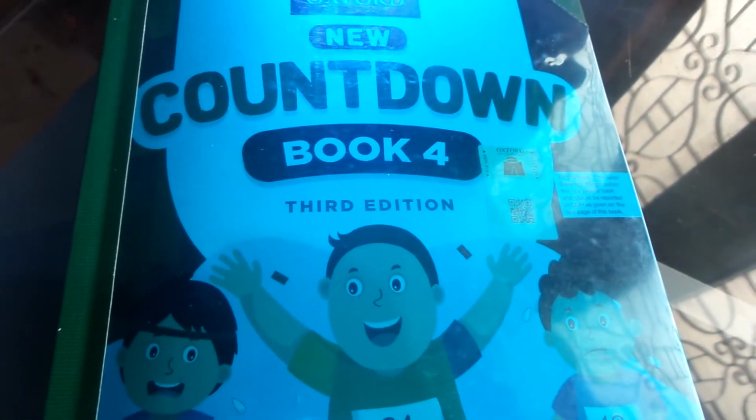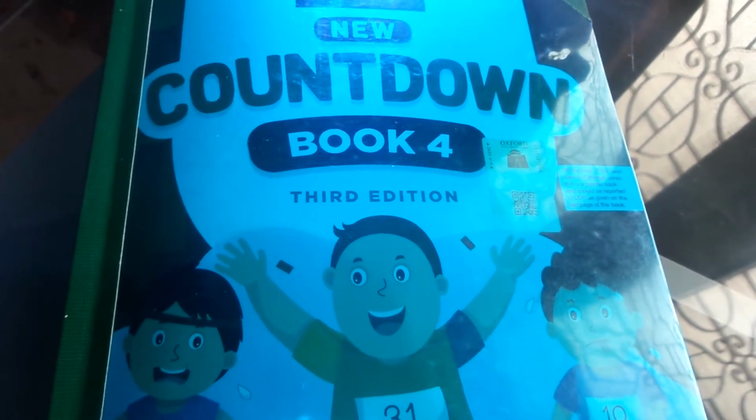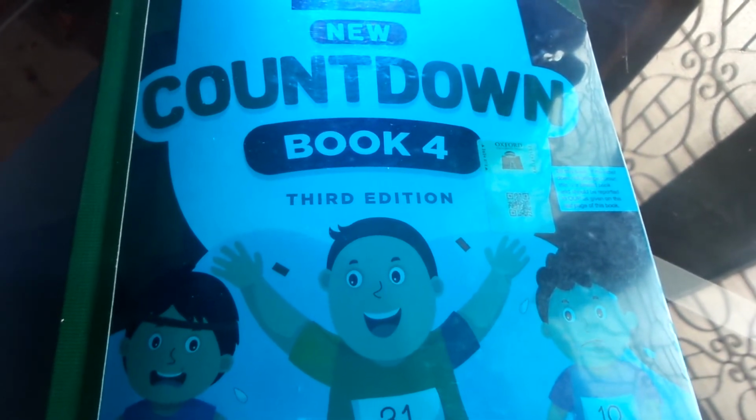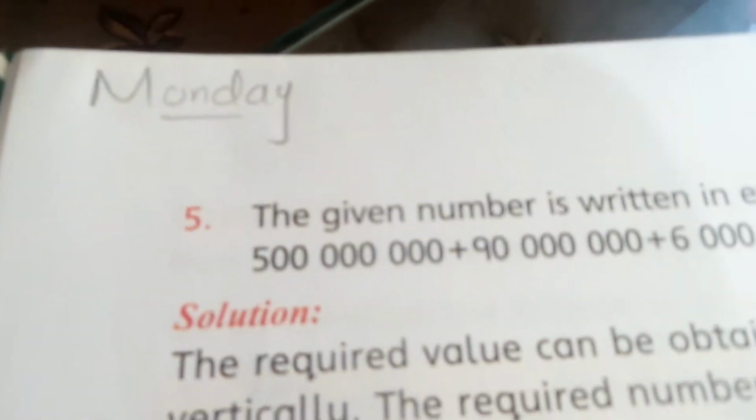This is Countdown Book 4, third edition. I'm going to teach you Countdown. So let's open Countdown Book 4 and the Science Workbook for Maths Planner. Mention your date and day on the planner page and the period number as well. And mention the date and day on top of this page, Countdown page number 4. Today's date is 8th June 2020 and the day is Monday.